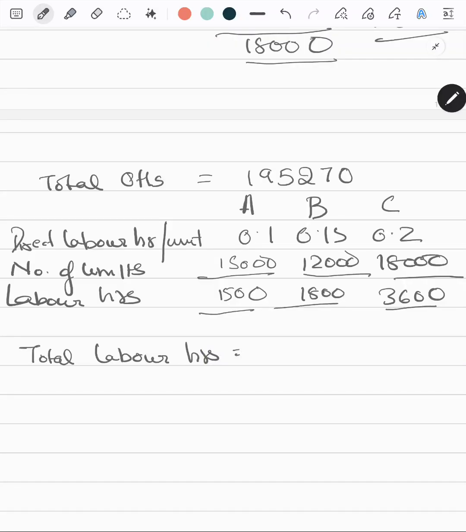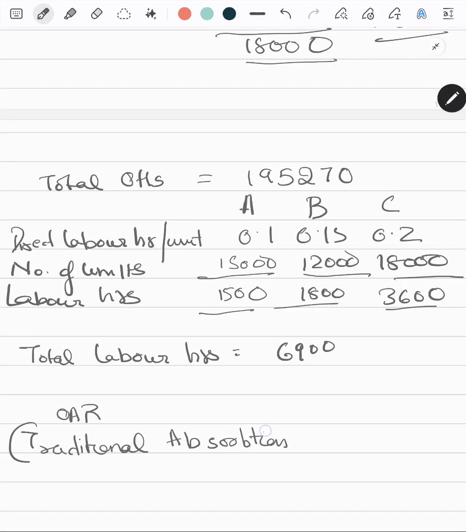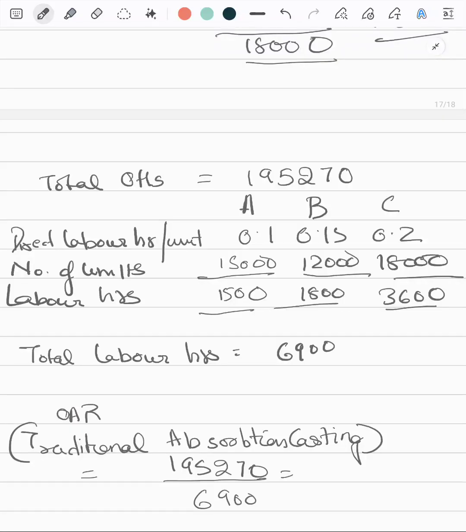labor hours would be 6,900. So the total labor hours are 6,900, and now I will calculate the overhead absorption rate based on the traditional absorption costing method, which is 195270 divided by 6,900, and I would get 28.3.